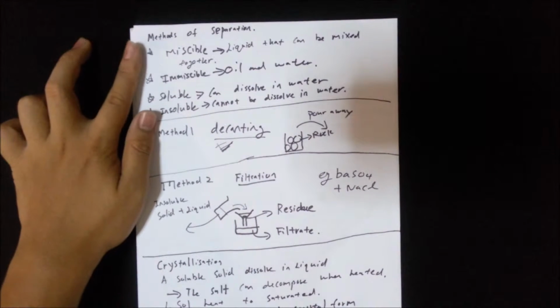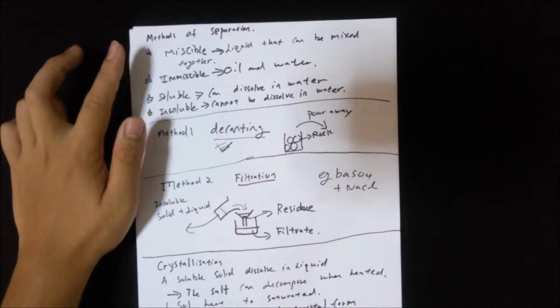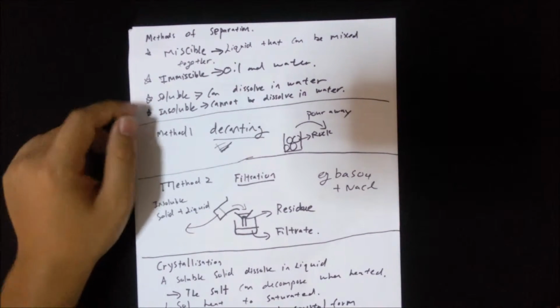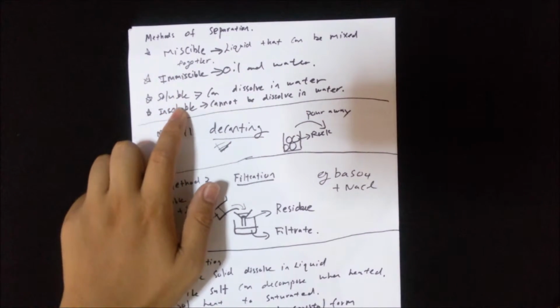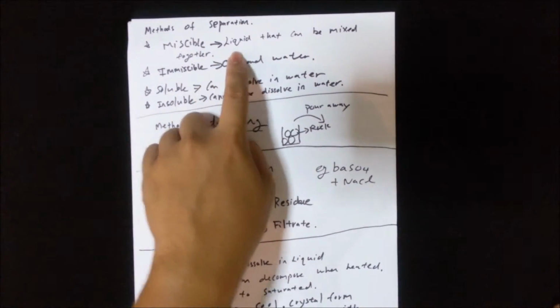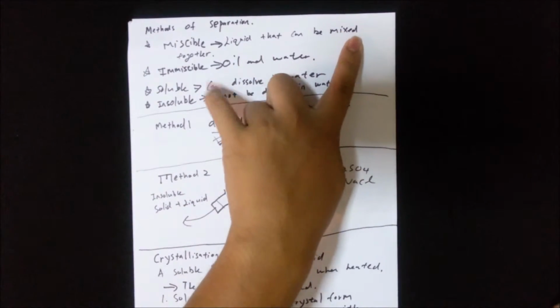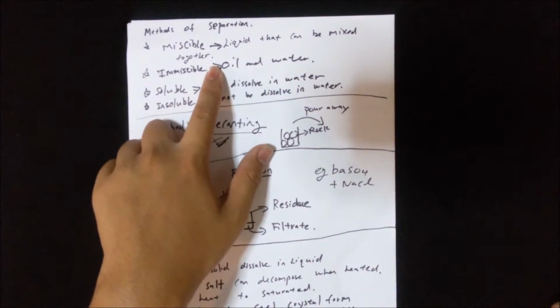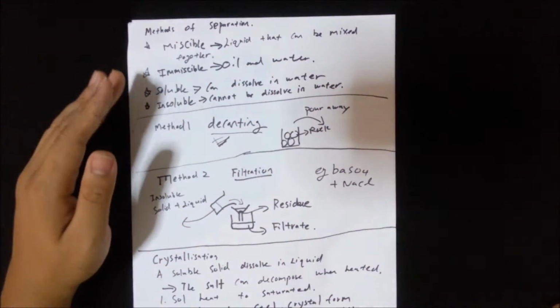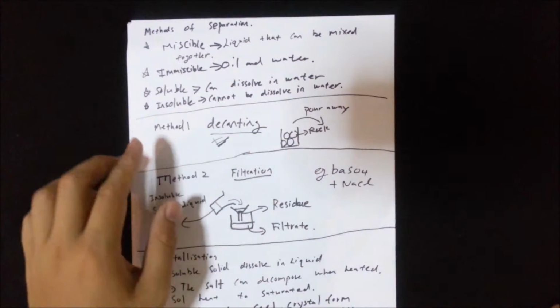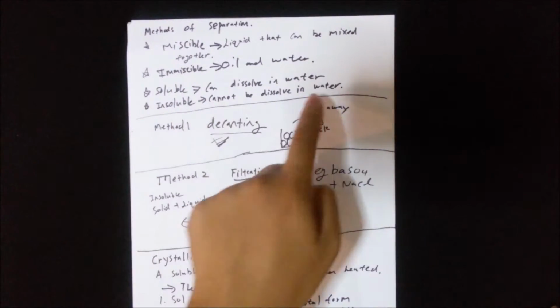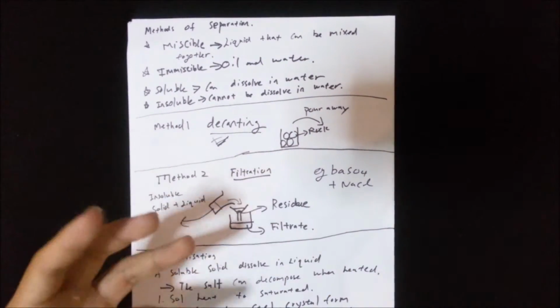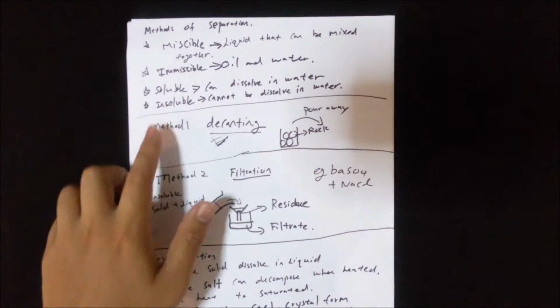So now we will be looking into the different methods of separation. Before that, we need to understand a few terms: miscible, immiscible, soluble, and insoluble. Miscible means that the liquids can be mixed together. Two liquids can be mixed together. Immiscible means that they cannot be mixed together and they will separate by layers. So for example, oil and water. Soluble means that it can dissolve in water to be part of the solution, and insoluble means that it doesn't dissolve in water.